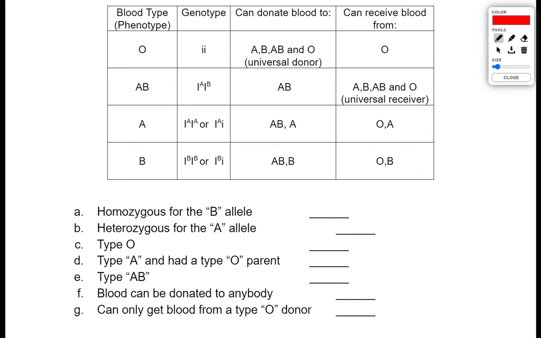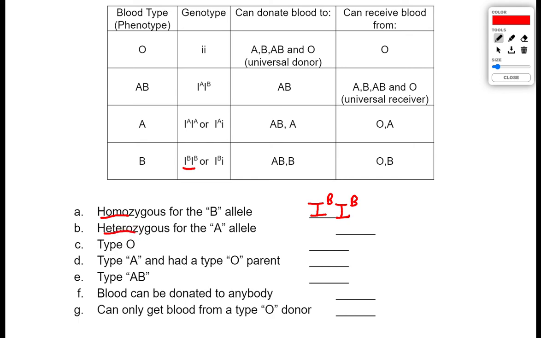For A, we notice that it could be big I with an A, or a big I with an A and a small i. That would be a heterozygous version. And then we also have this similar idea with the B's. Let's go through a couple example problems here. The first one, letter A, says homozygous for the B allele. I know that the word part homo means the same. So if I go to B, if it's homozygous, it has to have the same. So this one here would be I^B I^B. That's homozygous.